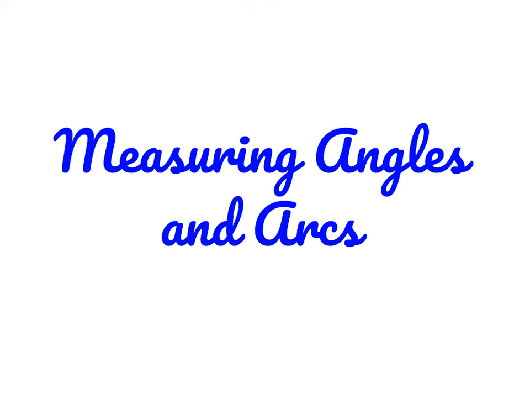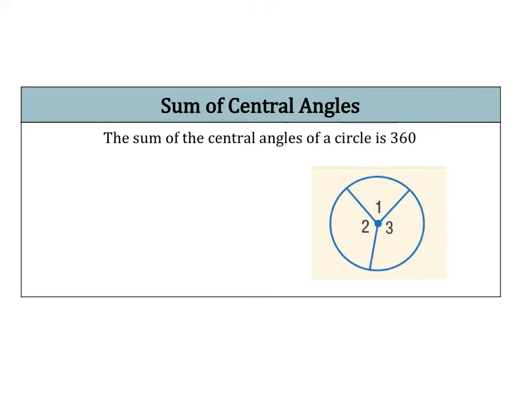Hi everyone, today we are going to talk about measuring angles and arcs of circles. So the first thing we're going to talk about are what are called central angles of a circle. If you create angles that have a vertex at the center of the circle, those are called central angles. So for example, 1, 2, and 3 are all central angles of this circle.